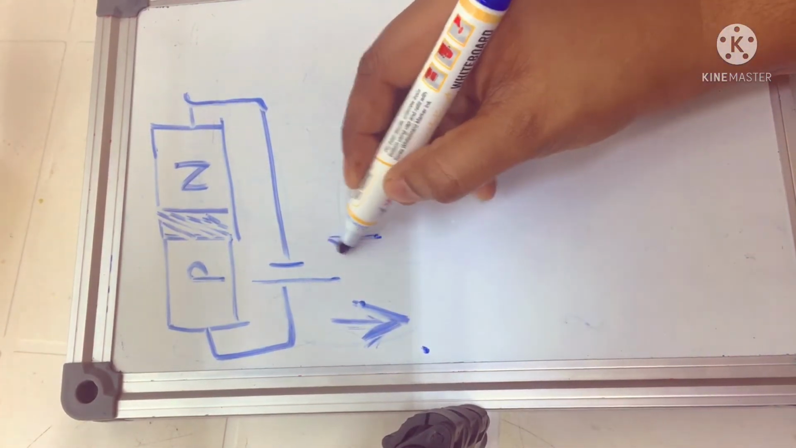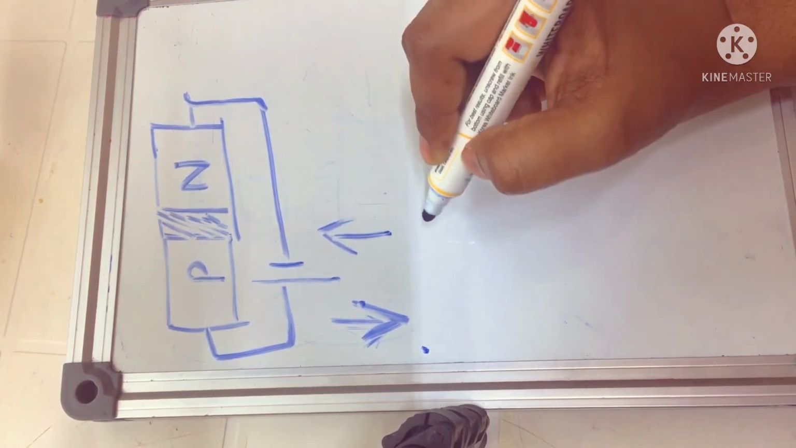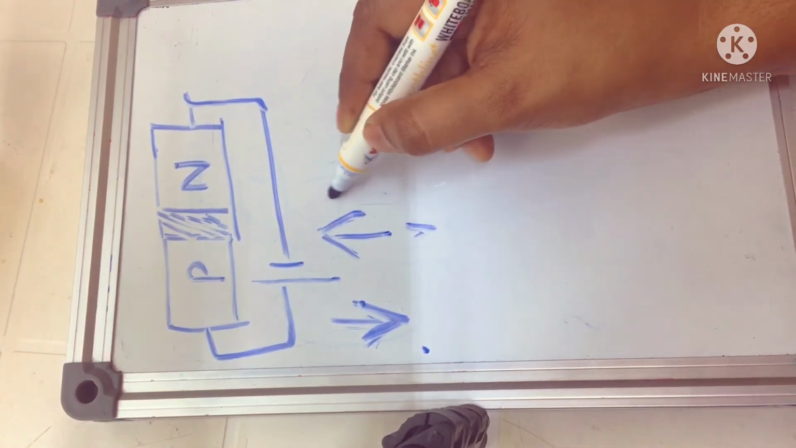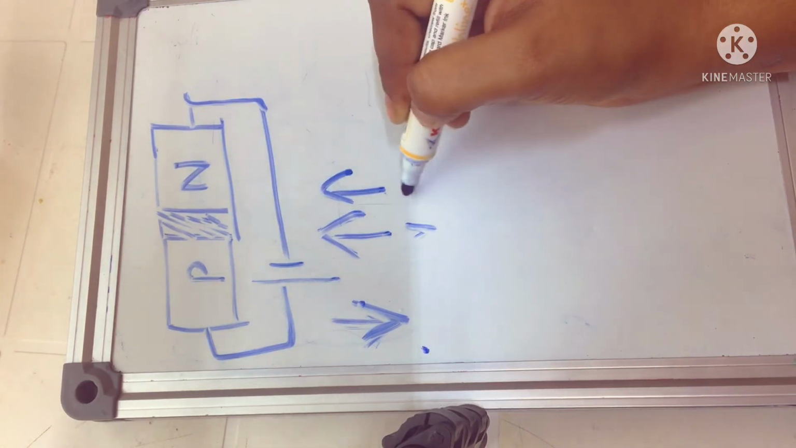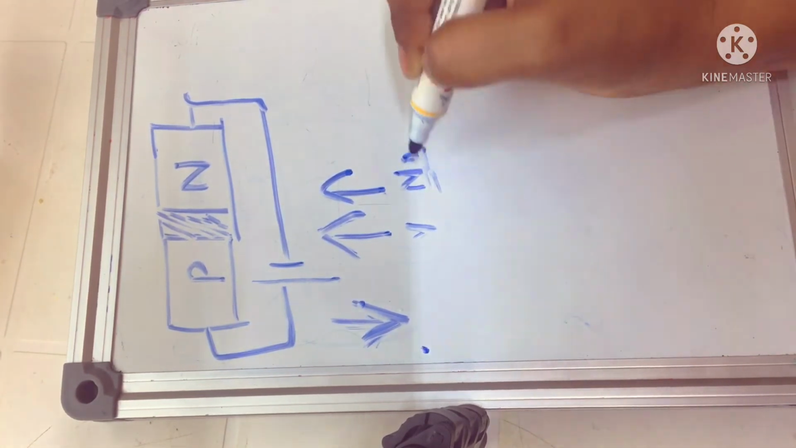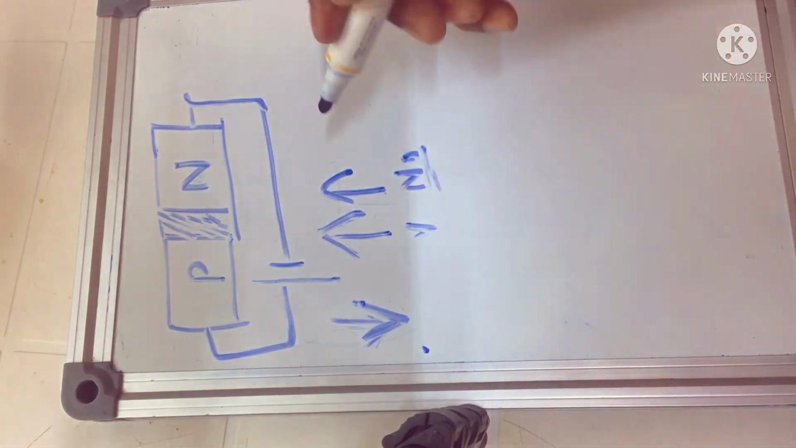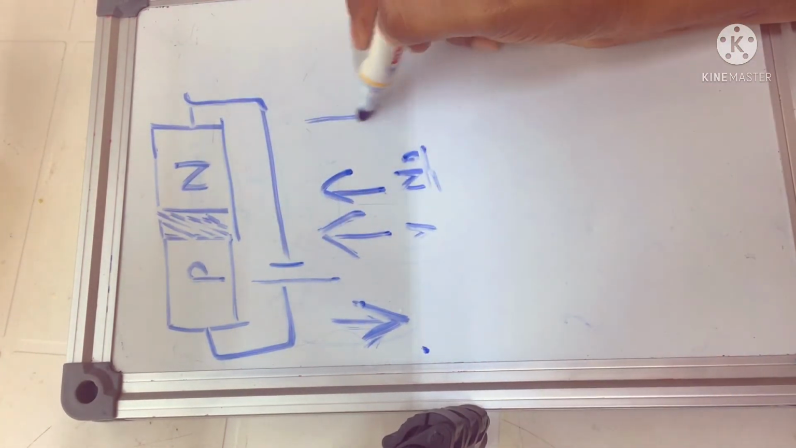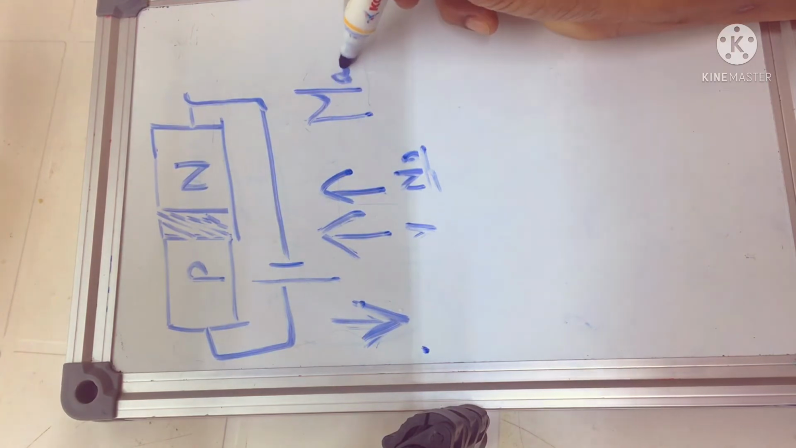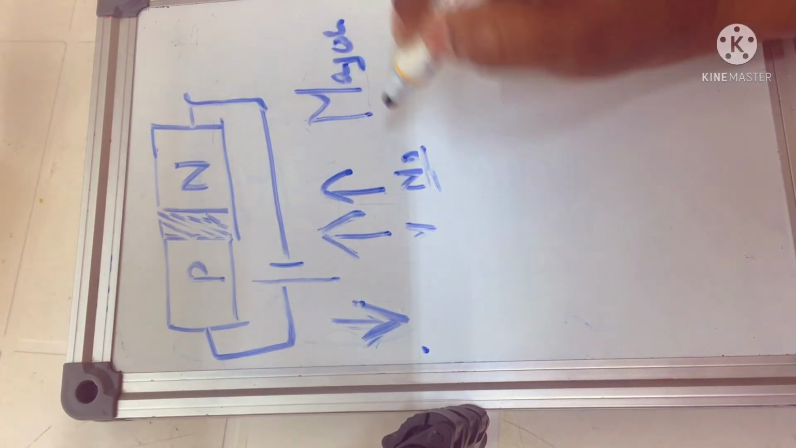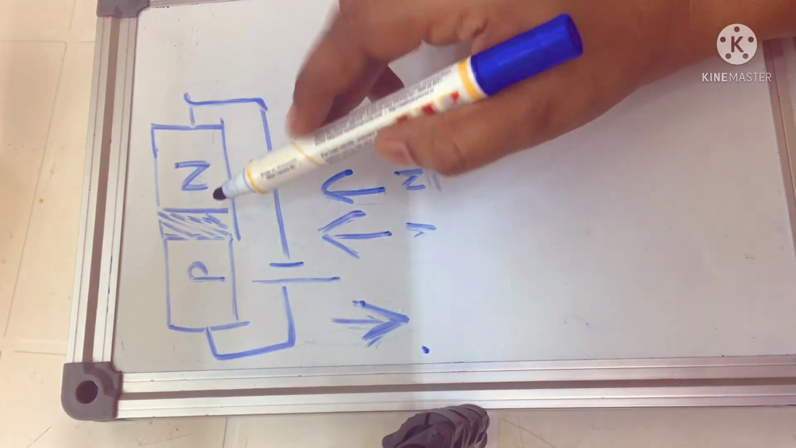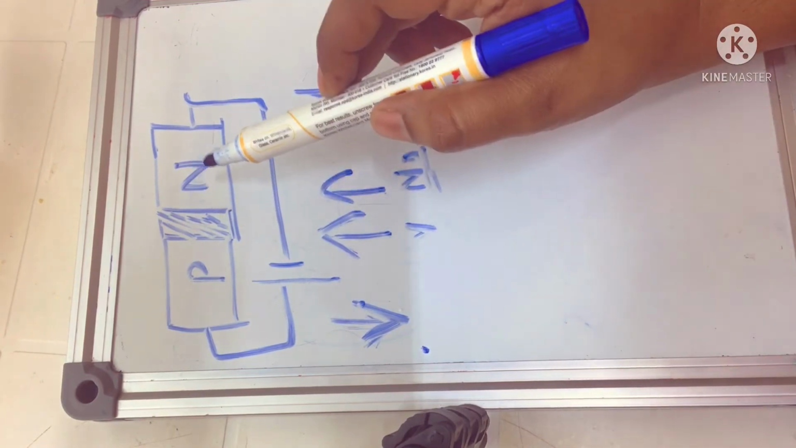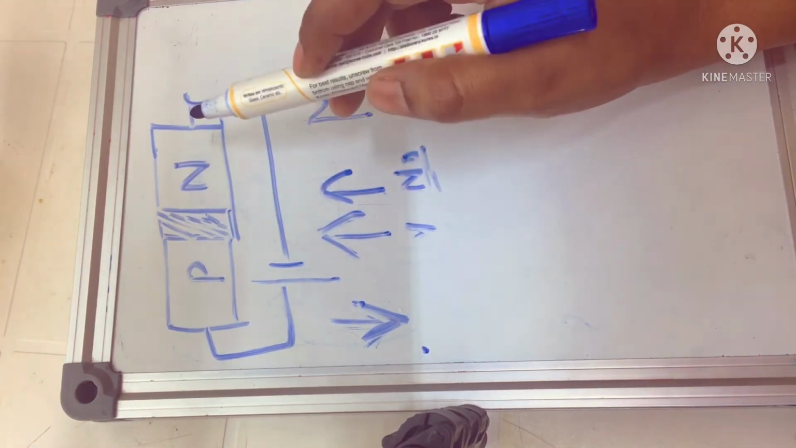If we increase the voltage, the number of charge carriers also increases. The conduction in this p-n junction due to the forward bias is due to the majority charge carriers. This junction offers low resistance.